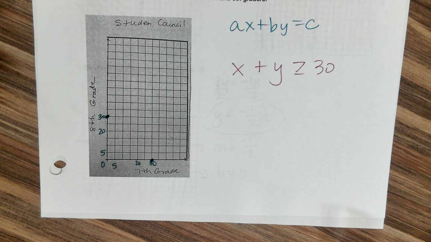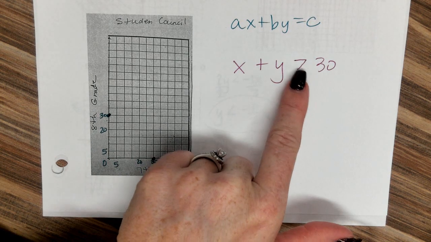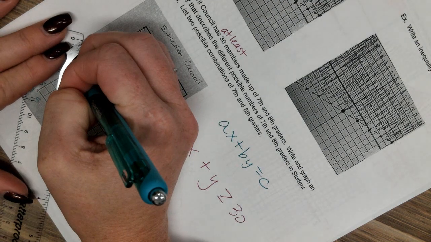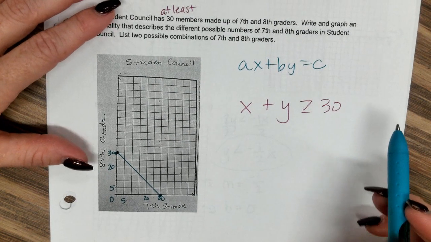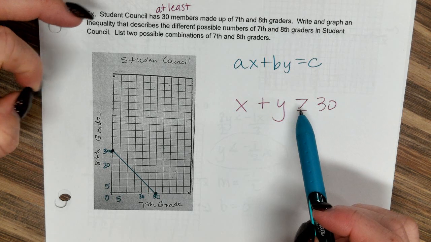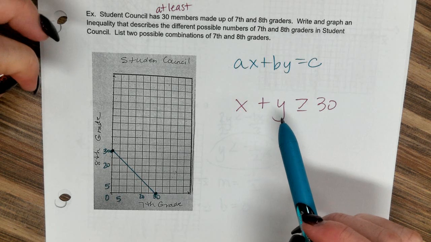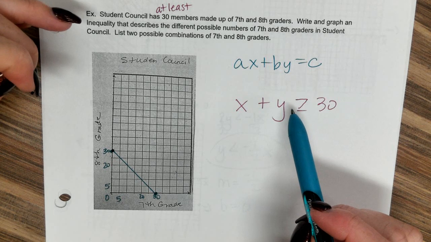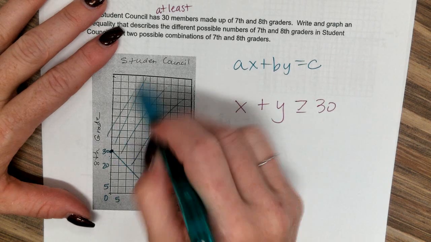Okay, would it be a solid line or dashed? Even if I rearrange this, it's still going to have an or equal to sign. Y'all agree? Okay, it's going to be solid. If I rearrange this, would my sign flip? Does the y have a negative coefficient? No. So would my sign flip? No. So it's greater than. So which way would I shade? Up to the sun.